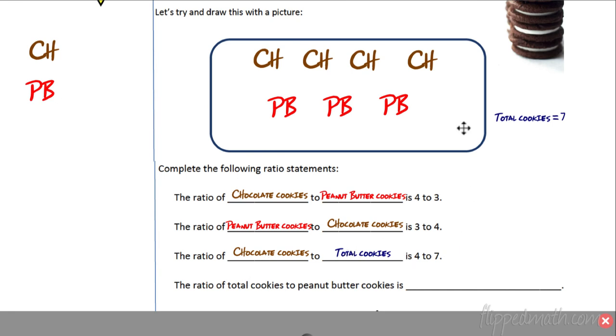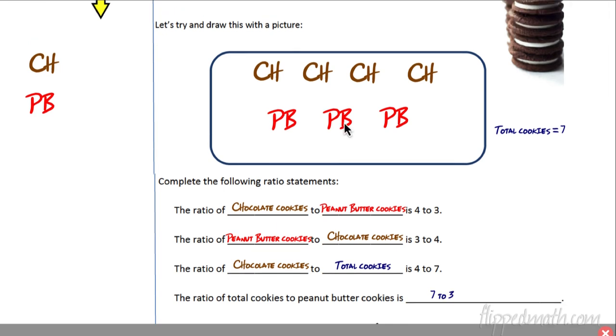So now I'm going to ask you to pause the video. We'll ask you to do this sometimes. Pause the video and do this last one here. I want you to write the ratio of total cookies to peanut butter cookies. So pause the video and do that one by yourself. And hopefully you got 7 to 3 because the total number is 7, but the peanut butter is 3. So the ratio of total cookies to peanut butter cookies is 7 to 3.